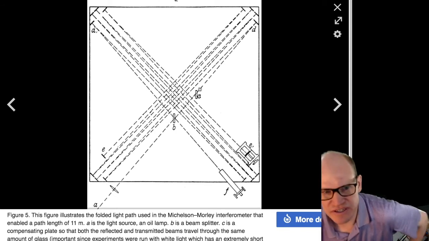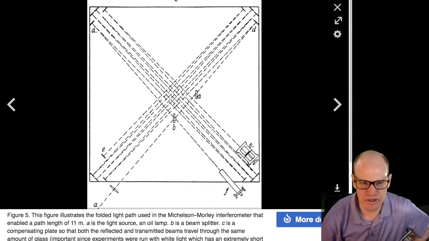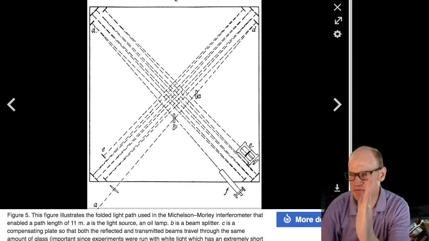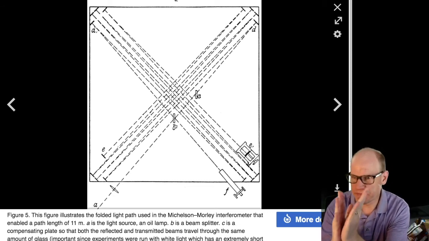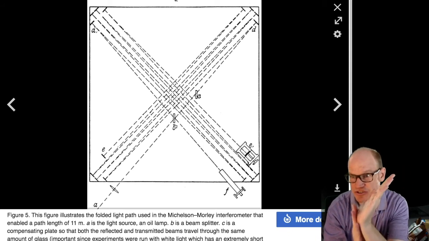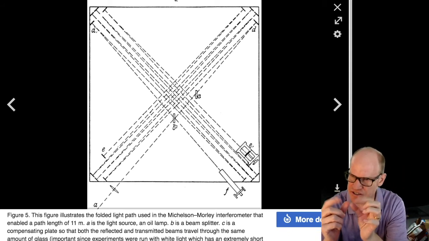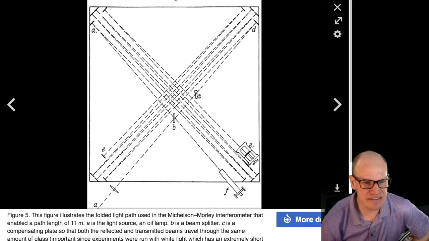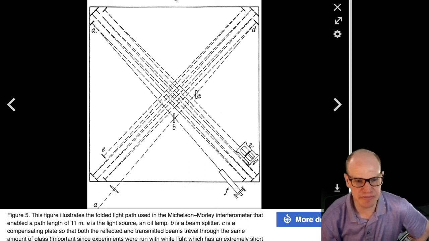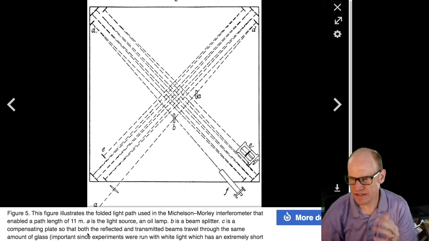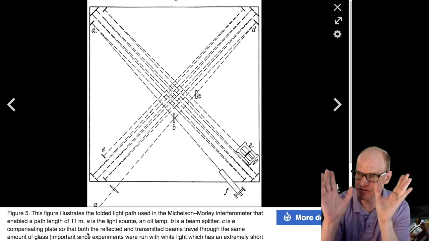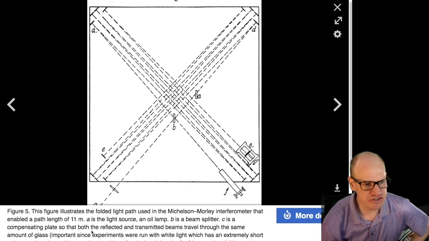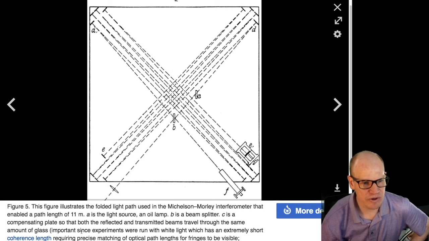So when I said before that they need to account for the fact that the light travels through one beam and reflects, the beam splitter is a piece of glass, and the reflected beam doesn't pass through the glass, but the transmitted beam does pass through the glass, and so it's going to be shifted in wavelength a little bit. And so they add this second piece of glass here. C is a compensating plate so that both the reflected and transmitted beam travel through the same amount of glass. That's important since the experiments were run in white light, so you can't just go with an integer number of wavelengths, you have to go with the total number of wavelengths. Extremely short coherence length, requiring precise optical matching.